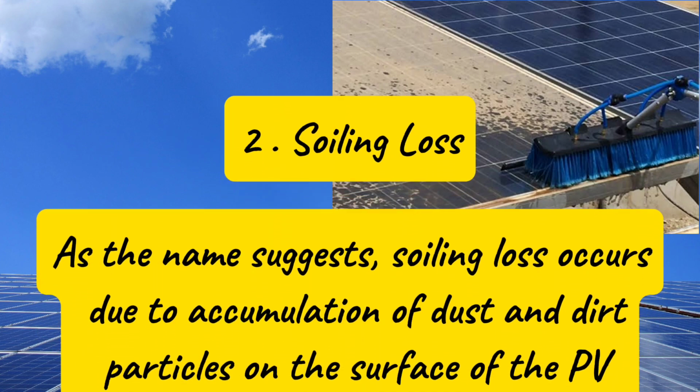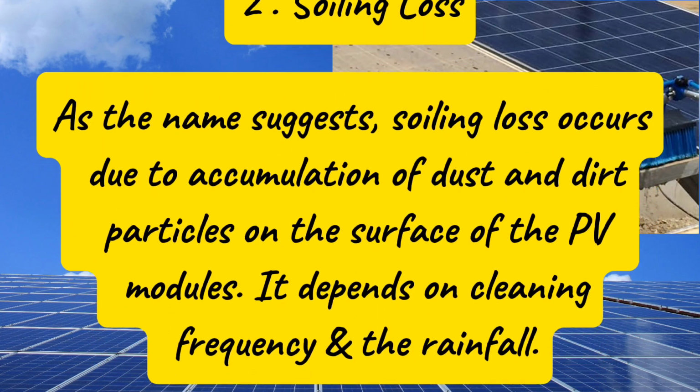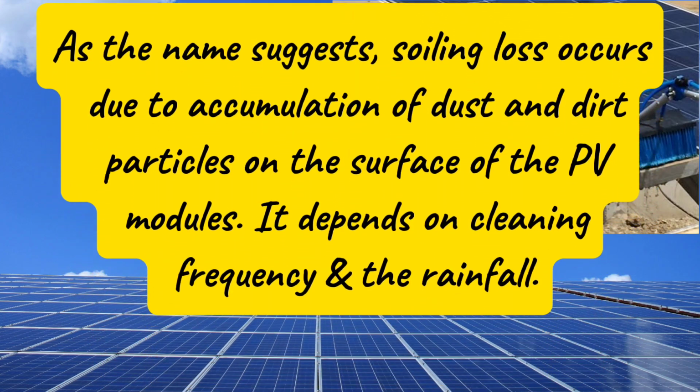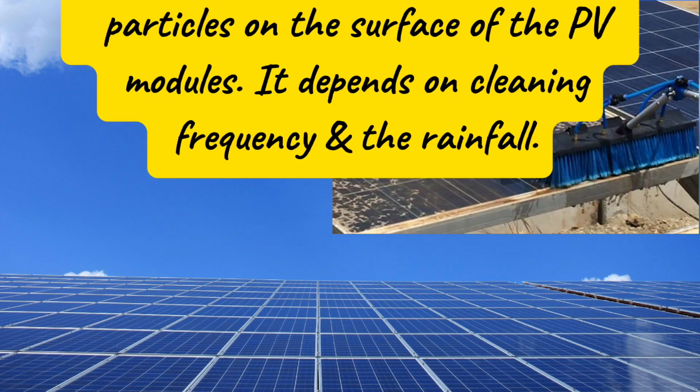Soiling loss. As the name suggests, soiling loss occurs due to the accumulation of dust and dirt particles on the surface of PV modules. It depends on the cleaning frequency and the rainfall.